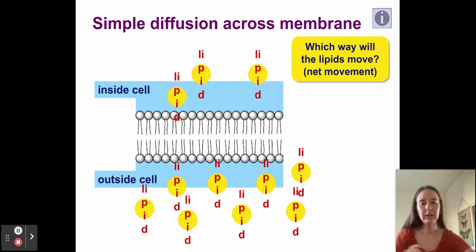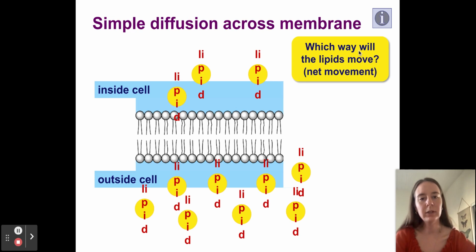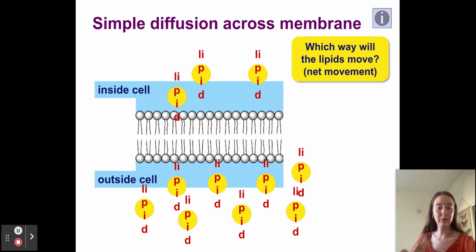So let's think, here's our simplified phospholipid bilayer. You can see outside the cell, let's say there are a bunch of lipids just hanging out outside the cell, and they want to get into the cell. Well, let's think about diffusion. Remember, we learned that diffusion is the movement of molecules from a high concentration to a low concentration. Let's think about this question. Which way will the lipids move? What will be their net movement overall? They're going to be moving back and forth, but overall, what's the net movement? Let's take a look.